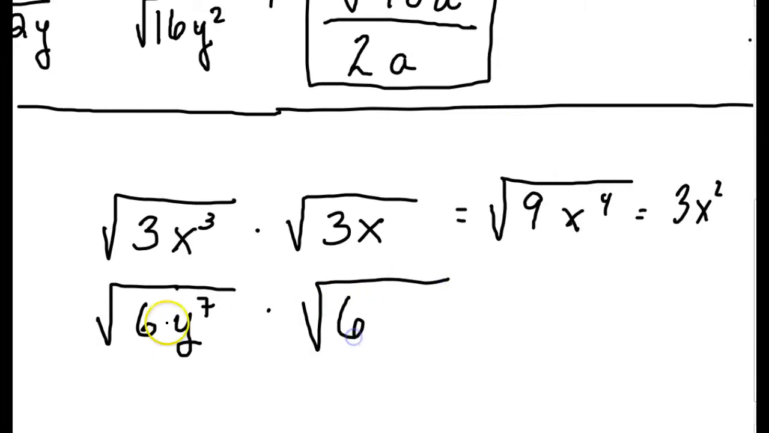Times the square root of 6. And how about this y to the 7th? Basically, we need to make it an even number. You want another 7? We can do y to the 7th, or we can simplify it even more. We can just multiply it by y, right? Because that would give us y to the 8th. Yes.